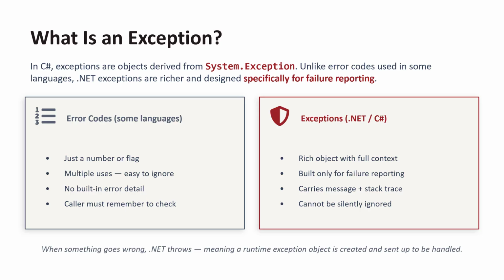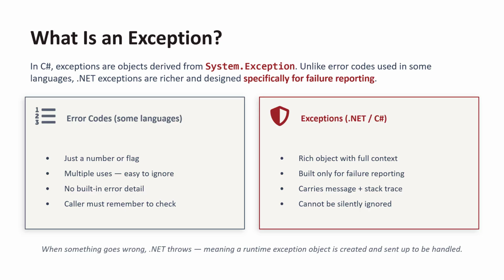So let's take a look at some of the differences. Error codes are just a flag or a number, and they can be easy to ignore, or they can have multiple purposes. There's no built-in detail about what actually went wrong, and the caller of that method or that function has to remember to check every time for that particular error code.